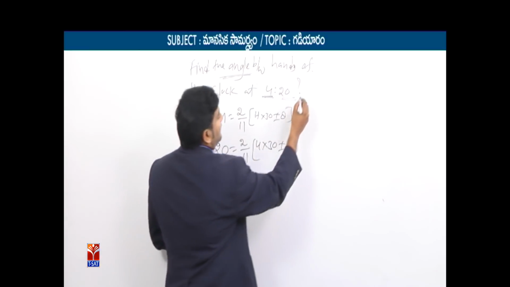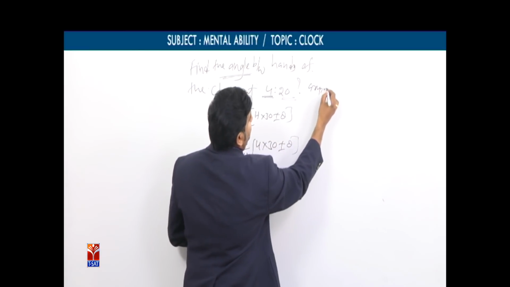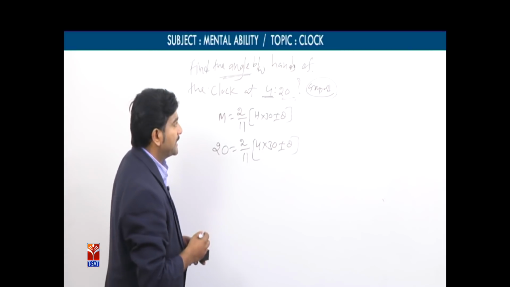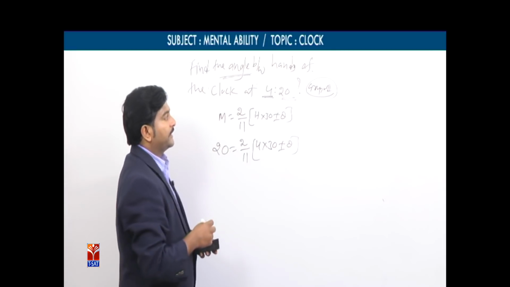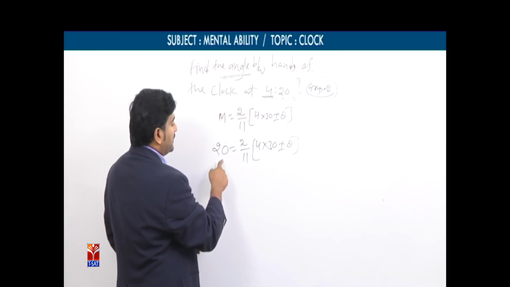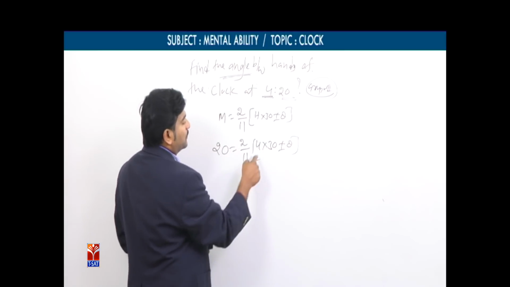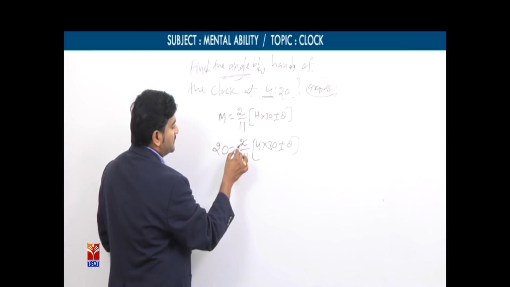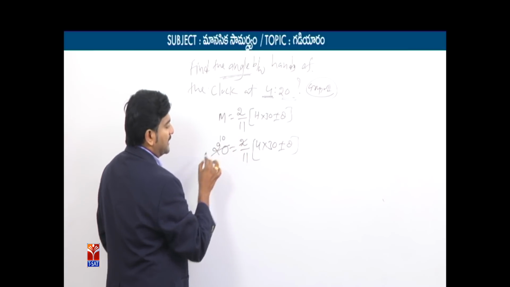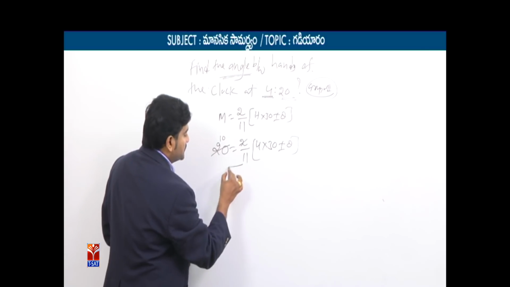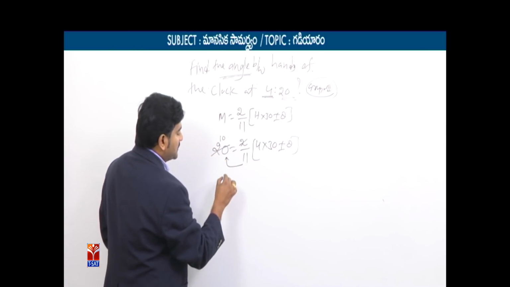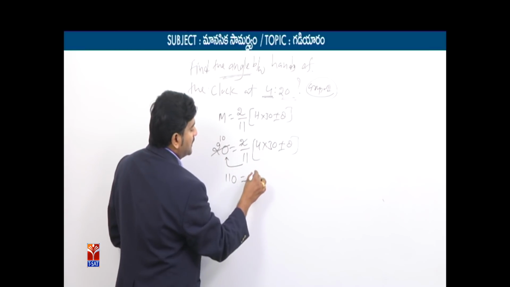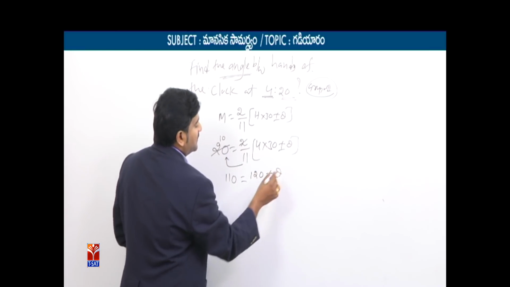Interestingly, this was asked previously in APPSC, not TSPSC, APPSC Group 2 bit actually. I think 2008 Group 2 bit. Now 20 is equal to 2 by 11 into 4 into 30 plus or minus theta. This will simplify, simple calculation. 2 ones are 2, 2 tens are 20. So 11 I am shifting this side. 11 into 10, how much will you get? 110. 110 is equal to 4 into 30, 120 plus or minus theta.